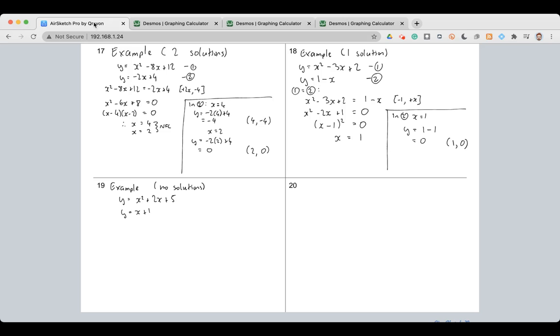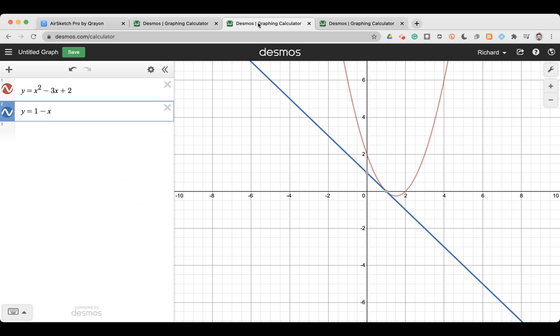So that's one solution. And again, over in the graph here, you can see there's the parabola, there's the straight line, and it's just kissing at 1, 0, and otherwise does not touch the graph. So just one solution.